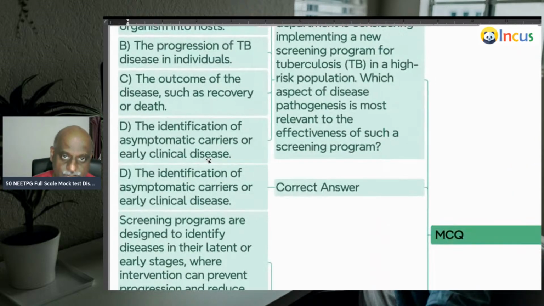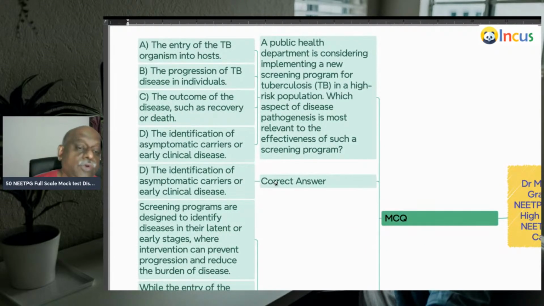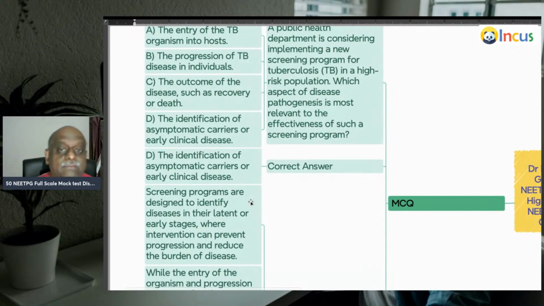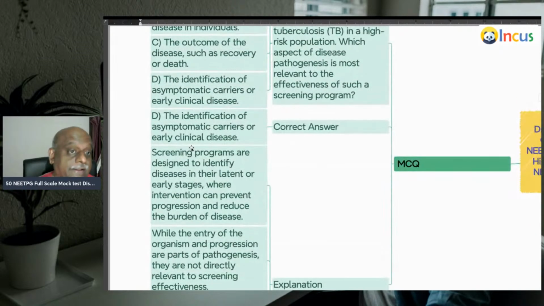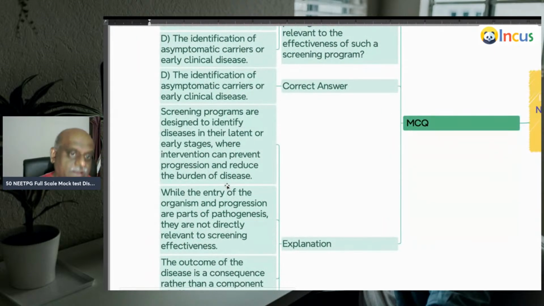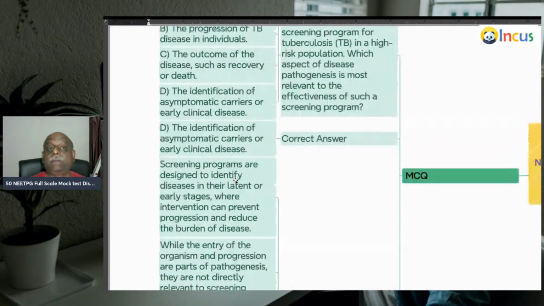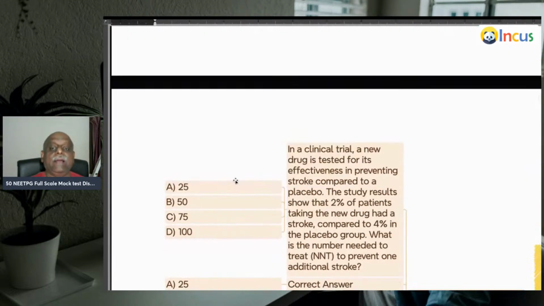Now, doctor, to know the effectiveness of the screening program of the TB: the identification of asymptomatic carriers or early clinical disease, where the intervention can prevent the progression and reduce the burden of the disease. So that is the whole purpose of the screening programs.